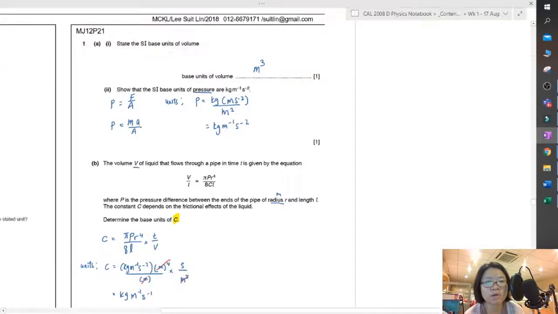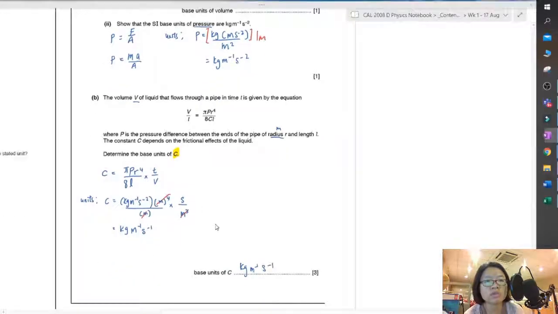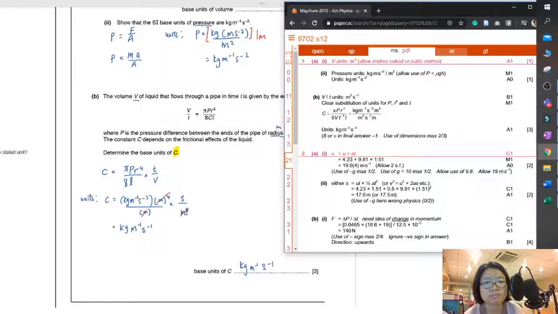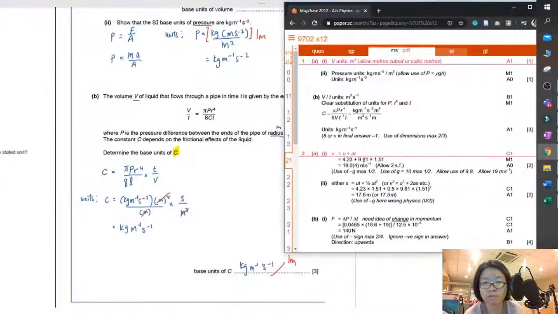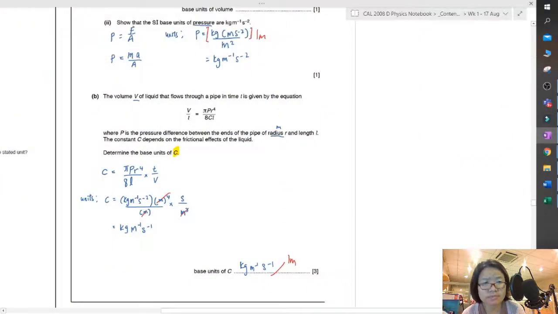So this one, 1 mark is very straightforward. Meter cube you get 1 mark, and then the unit for pressure is 1 mark. Okay, and for this one, the final answer is 1 mark, the units for C, and the other 1 mark would be the correct substitution for V over T or T over V, volume per unit time. Alright, and another mark will be everything else, you substitute correctly.